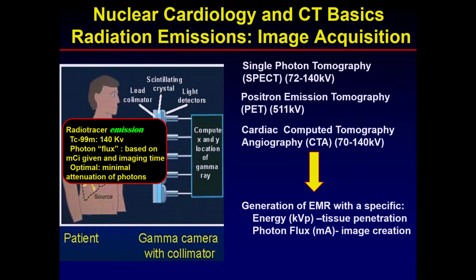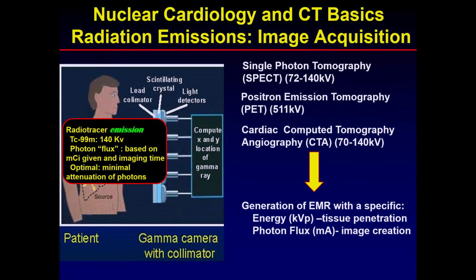And so in a radio tracer, we have emission, basically, right? We have technetium, generally speaking, which we use is 140 keV. We have photon flux, which is based on the amount of millicuries we give a patient, as well as the time that we image a patient, okay? So if we image a patient for 10 minutes, we don't need to give as many millicuries, but if we image a patient for only 5 minutes, then we have to double the dose of millicuries to get the same amount of photon flux to make a picture, right?